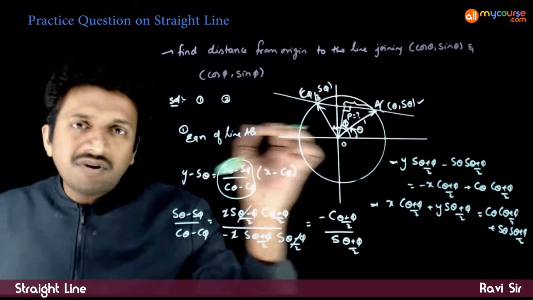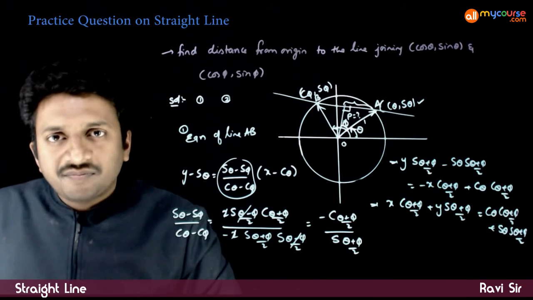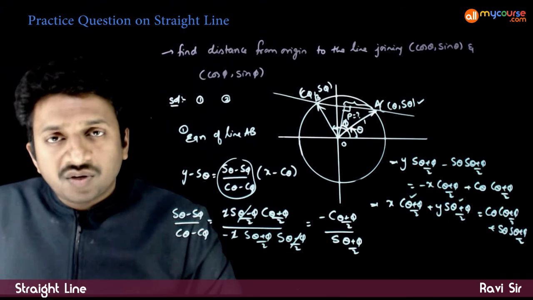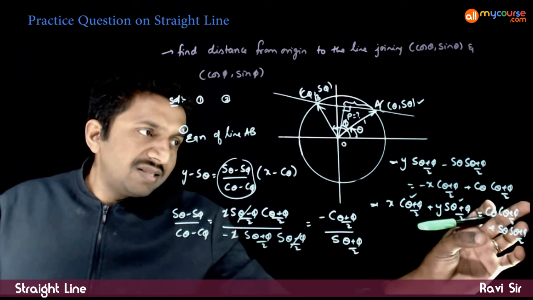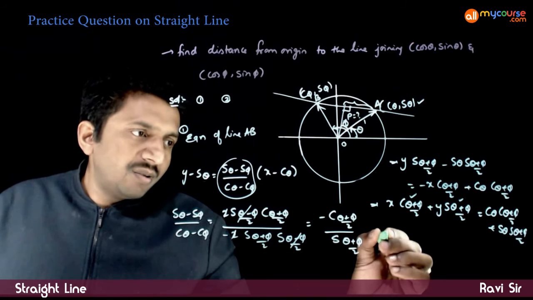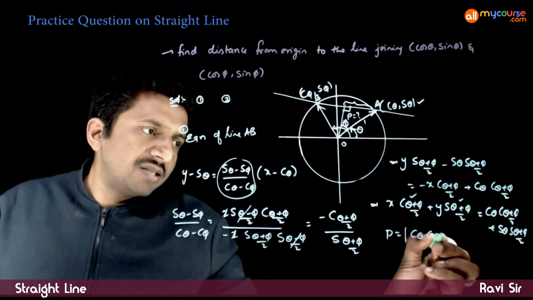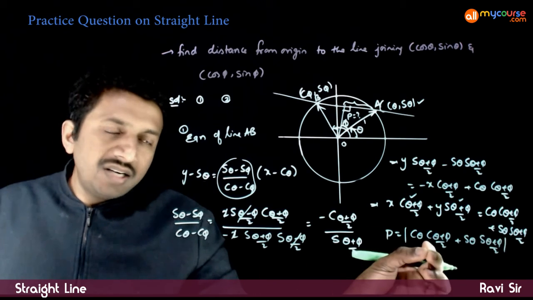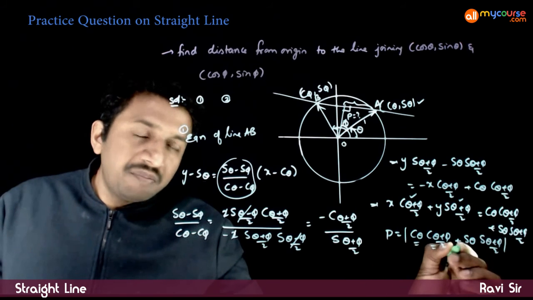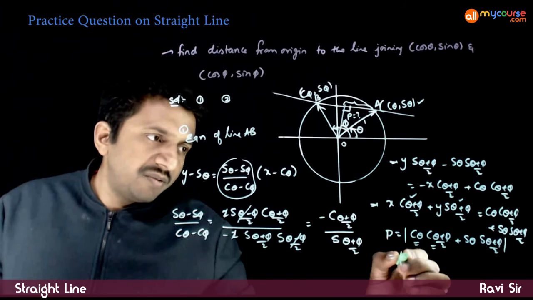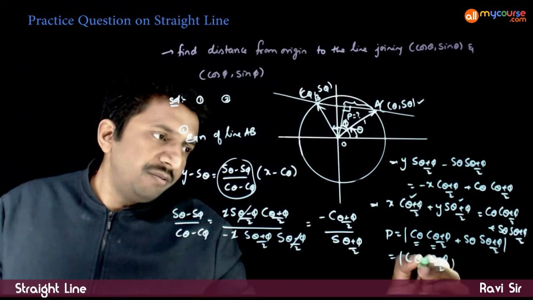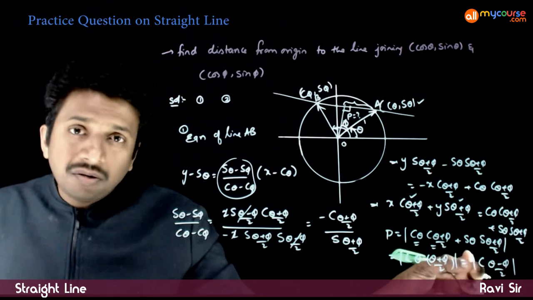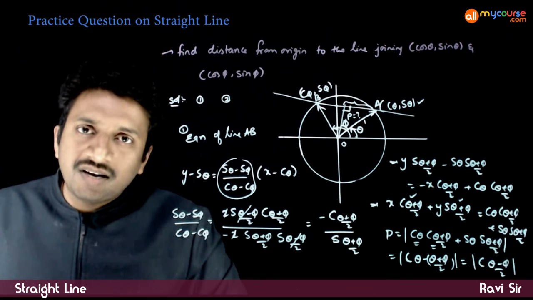Now what is the distance of this line from the origin? It is C by the root of a square plus b square, the constant term by the root of a square plus b square. The root of cos square of (theta plus phi) by 2 plus sin square of (theta plus phi) by 2 is equal to 1. So P is equal to the mod of cos theta times cos of (theta plus phi) by 2 plus sin theta times sin of (theta plus phi) by 2. You just need to simplify this. It is of the form cos A cos B plus sin A sin B, which is nothing but cos of (A minus B). Cos of (theta minus (theta plus phi) by 2) is equal to the mod of cos of (theta minus phi) by 2. So you can see that you got the exact same answer from the first method as well as the second method. Thank you.